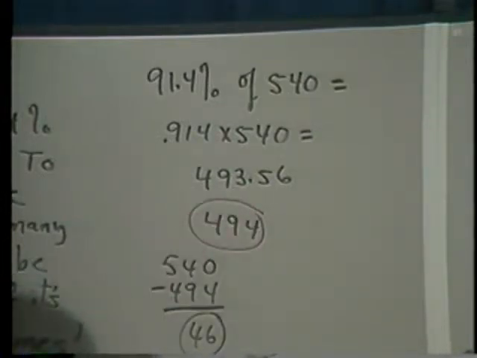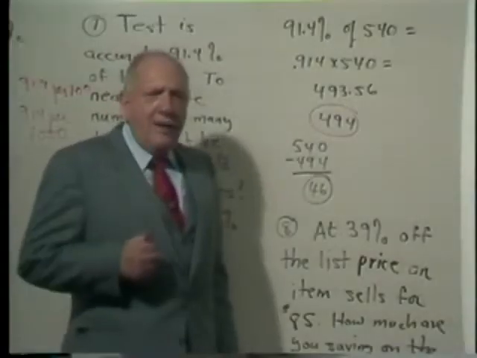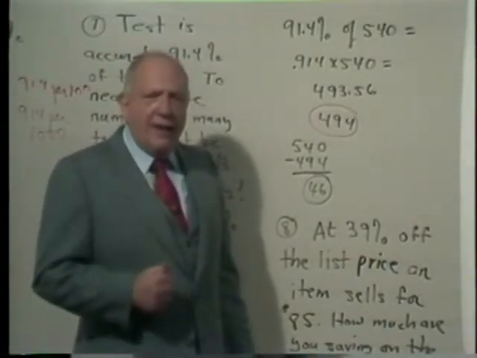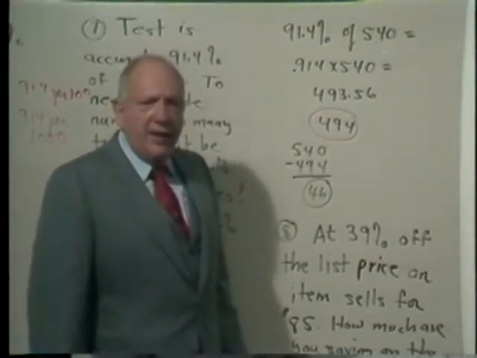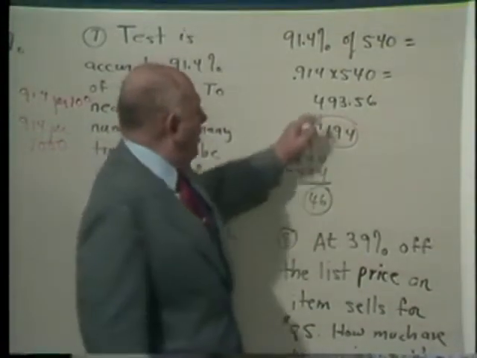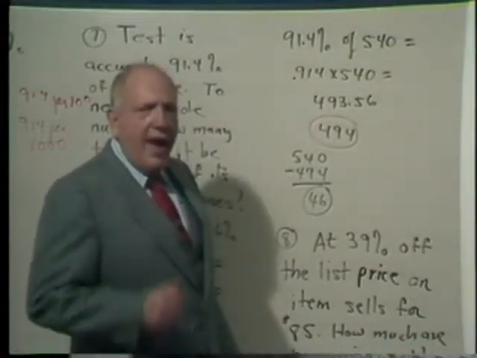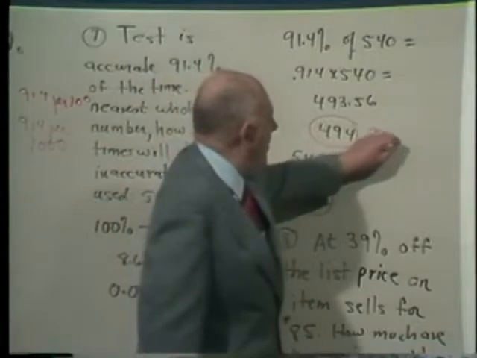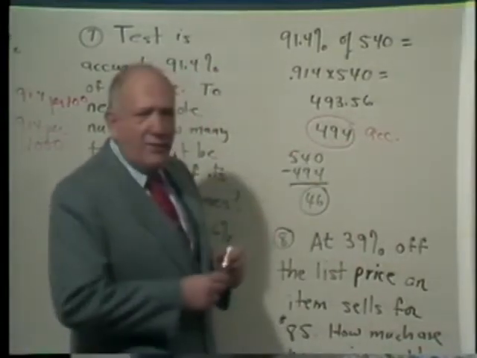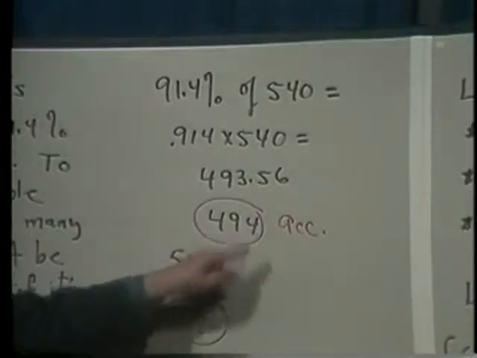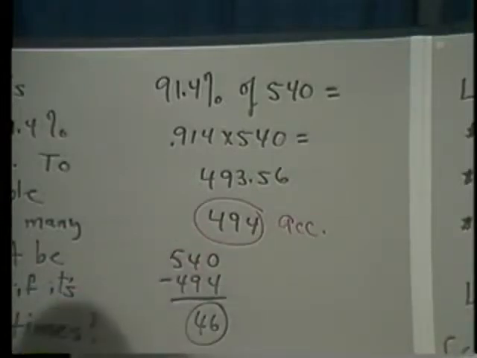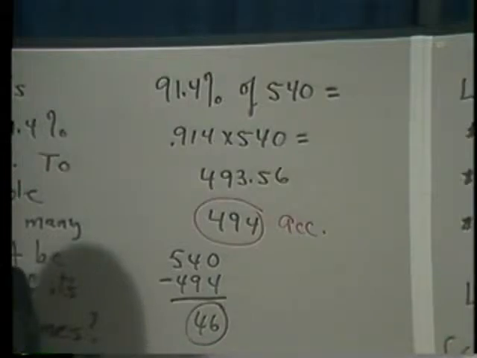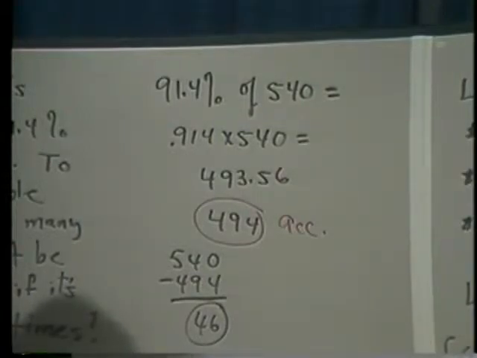You round that off to the nearest whole number. The answer is 494. But what is that 494? Right now, it's just an adjective. Adjectives have to modify nouns. Was this 494 failures, accuracies, or inaccuracies? Well, the 91.4% is an accuracy rate. So this is the number of times it's accurate. And so if you try it 540 times and it's accurate 494 times, then I've got to subtract the 494 from the 540 to see how many times it was inaccurate. And fortunately, as always happens in math, if you don't make a mistake, no matter how you do the problem, you're going to get the same answer. It's inaccurate 46 times out of 540 tries.